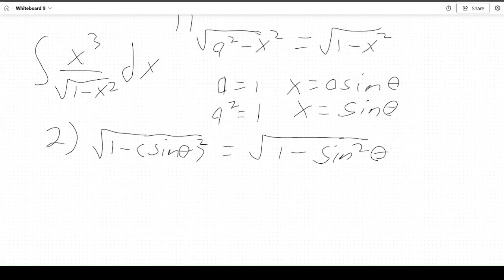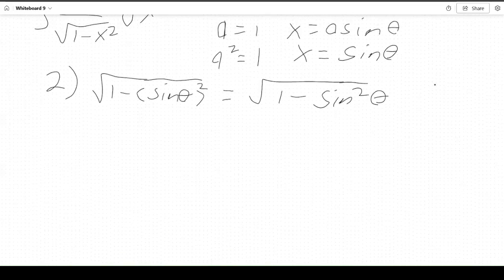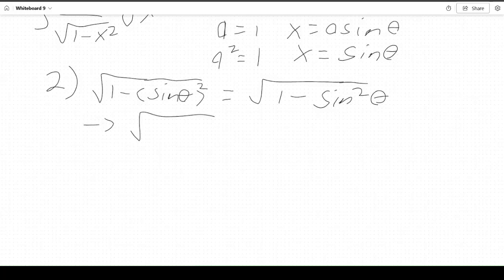And we know that cosine squared is equal to 1 minus sine squared, as you can see from the identities. So this would be equal to the square root of cosine squared theta. And when you square root a square, it will cancel out. So this would be cosine theta. And this makes it much more simpler for us.